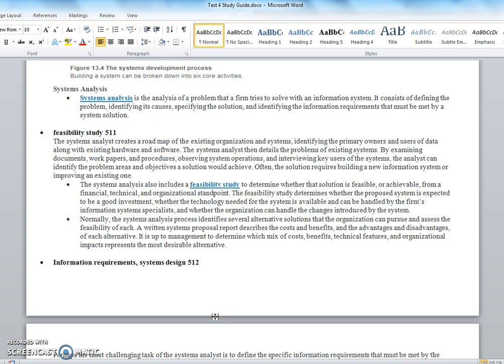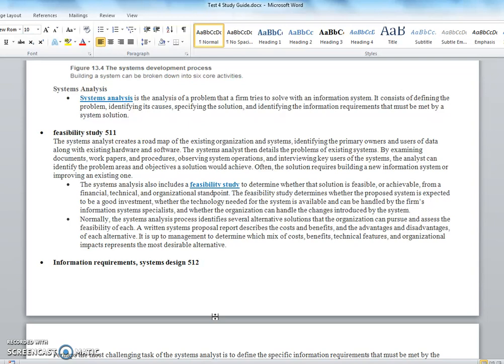The systems analysis also includes a feasibility study. This is on the exam. To determine whether the solution is feasible or achievable from a financial, technical, and organizational standpoint, the feasibility study, this is on the exam, determines whether the proposed system is expected to be a good investment, whether the technology needed for the system is available and can be handled by the firm's IS specialists, and whether the organization can handle changes introduced by the system.